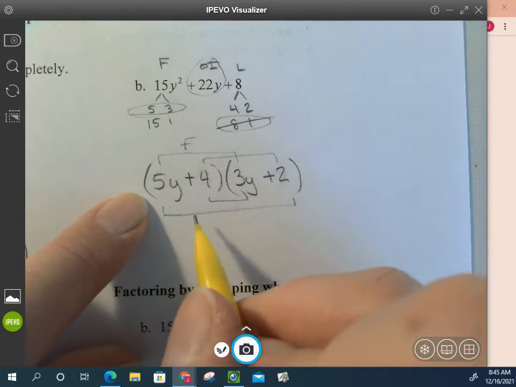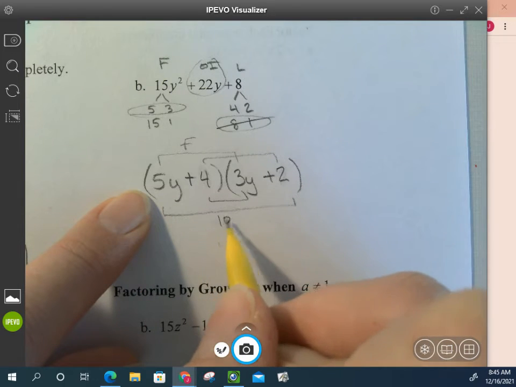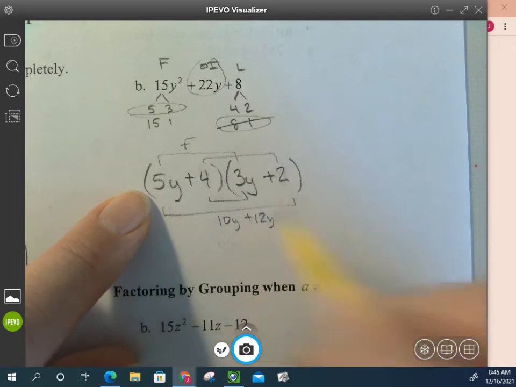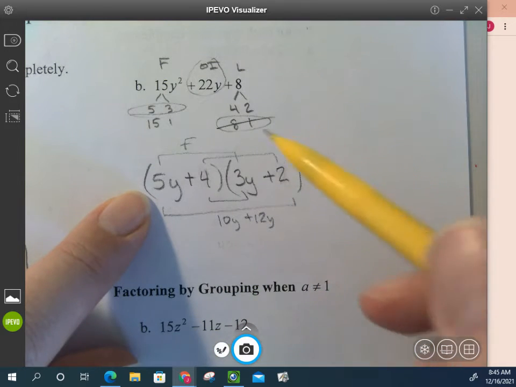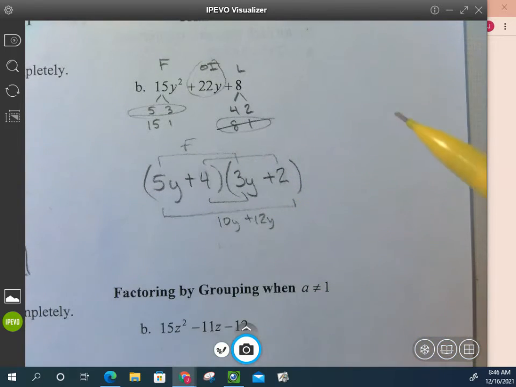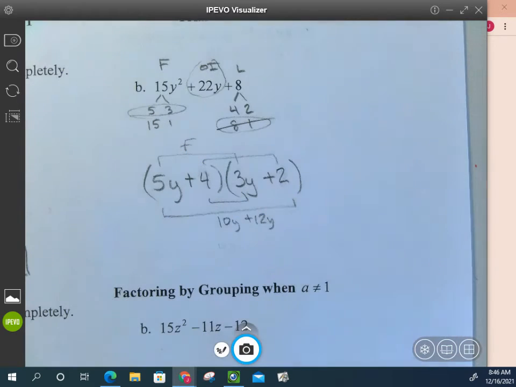Okay. Oh, I think nope, I have it. Look, 5y times 2 is 10y, and 4 times 3y is 12y. There's my 22. Now, if that didn't work, I would have flipped the 4 and 2 and tried again. And here's the downfall. If that didn't work, I would have had to restart and try everything with 15 and 1. So do you see that I'm trying the different combinations?